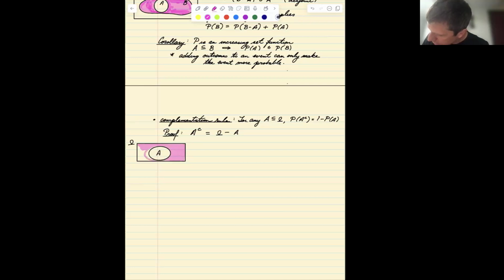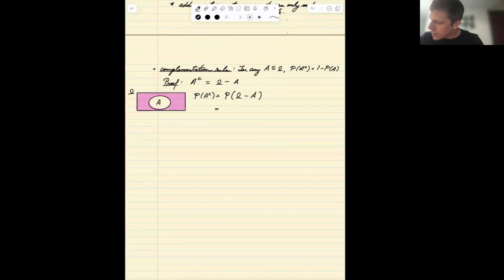So that's pretty nice. But what do we know about that? Well, we know from the previous rule, the rule of differences, that the probability of A complement is equal to the probability of omega minus A. And of course, A is a subset of omega, so the rule of differences says this is equal to the probability of omega minus the probability of A. By PM1, the probability of omega is 1, so that's 1 minus the probability of A.